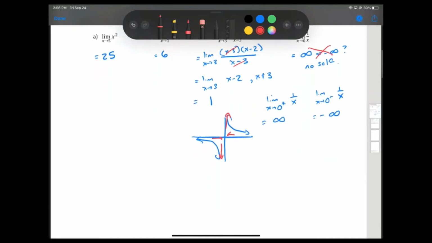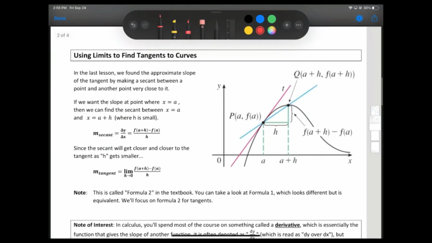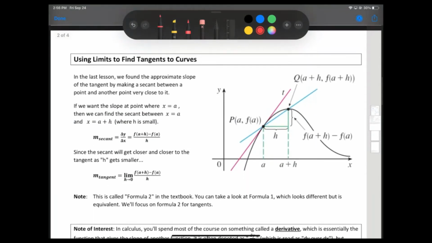All right, now that I've thoroughly confused you, let's move on to using limits to find the tangents of curves, which is what this lesson is all about. Now, I'm going to ask that you pause the video for just a moment so that you don't hear me talking for a little while. I want you to look at that diagram and try to figure out what it is saying.